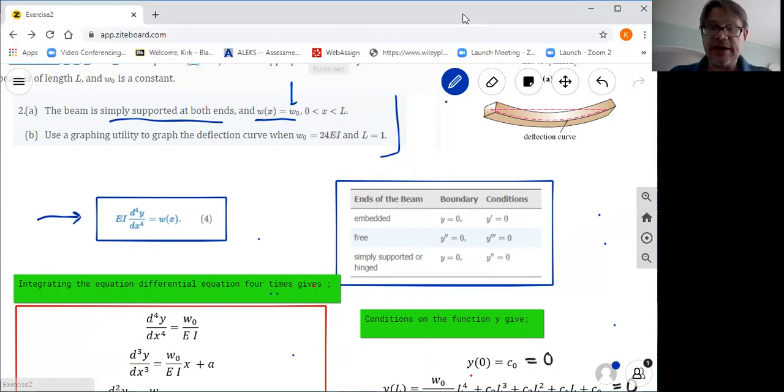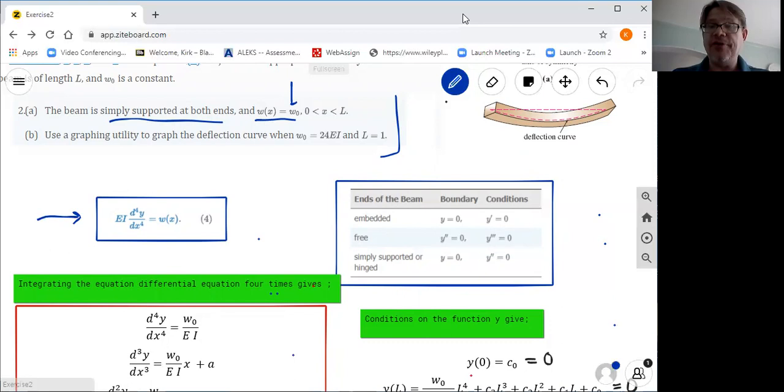Your book does a very nice job of explaining the derivation. In the end, we have a pair of constants called E and I that relate to the particular materials that are involved in the problem. E times I, those constants, times the fourth derivative of the deflection curve equals the load function. That's going to be our starting point, our differential equation.